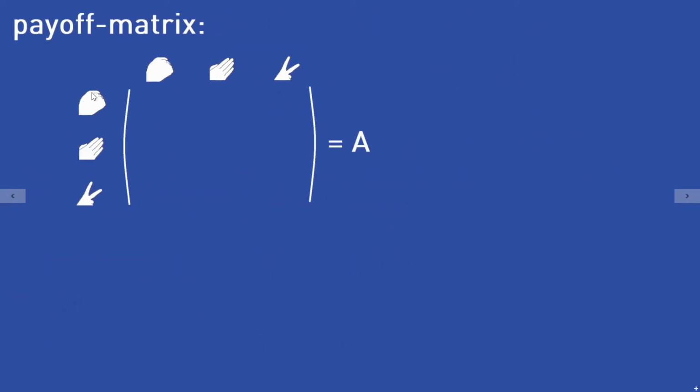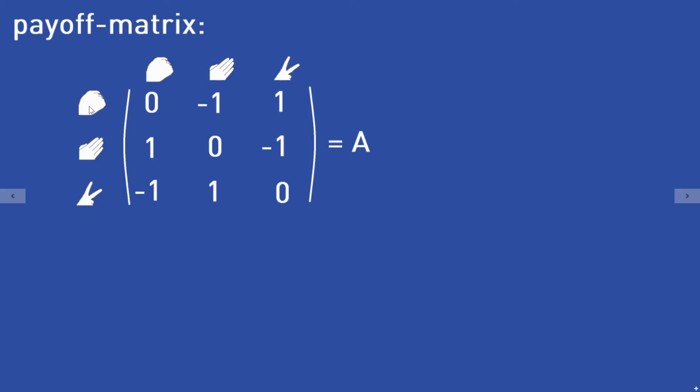Another way of visualizing this game is by using a so-called payoff matrix. So here on the left of the matrix, you write the strategies or figures you can use. Here on the top of the matrix, you write the strategies or figures your opponent can use. Inside of the matrix, you write the points you get when you play strategy A versus a strategy B your opponent has chosen. In this case, +1 means you win, -1 means you lose, and 0 means a draw.